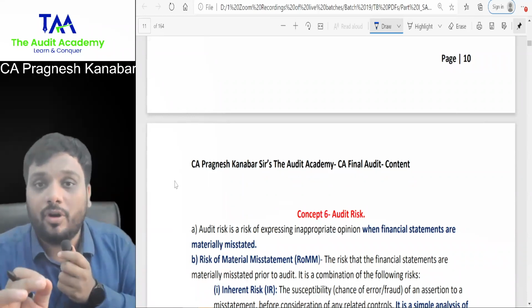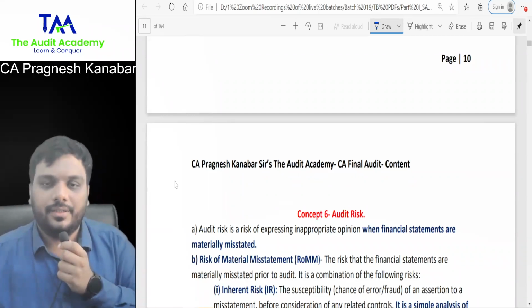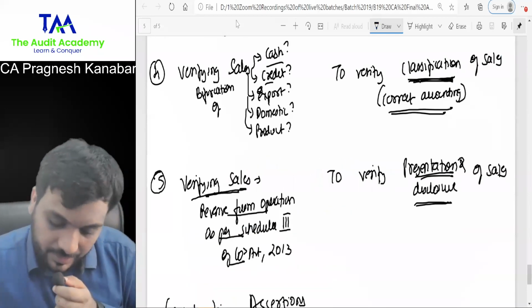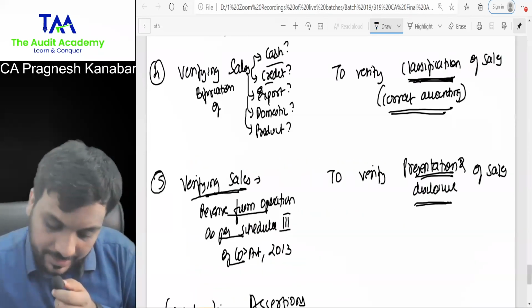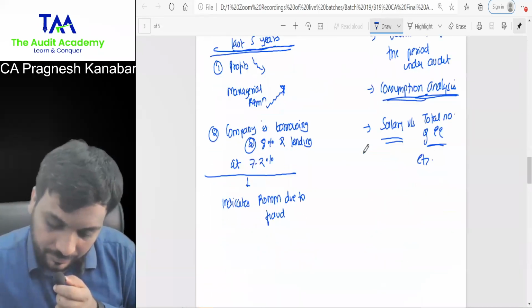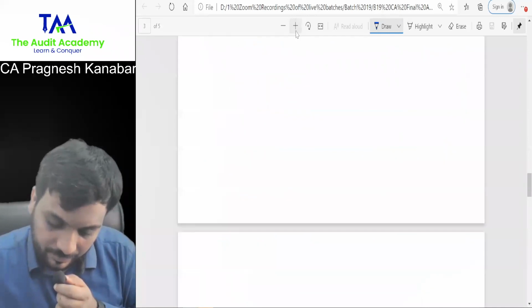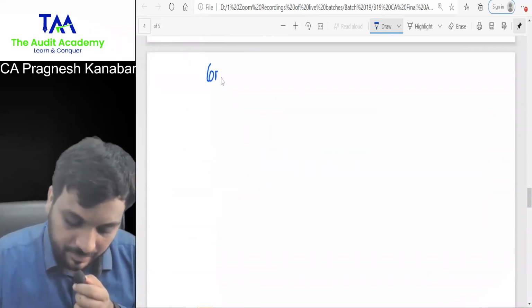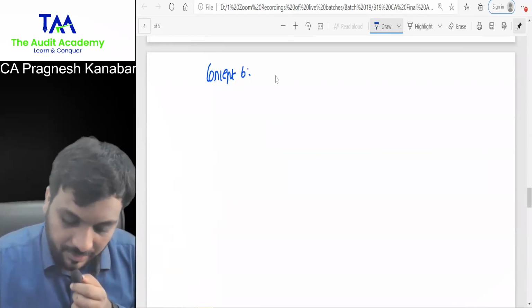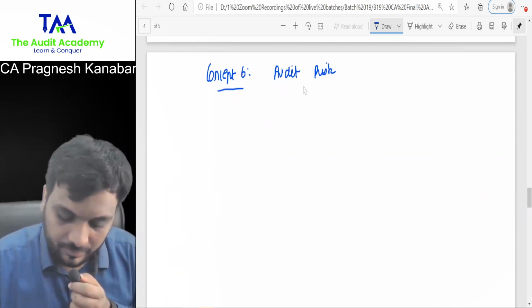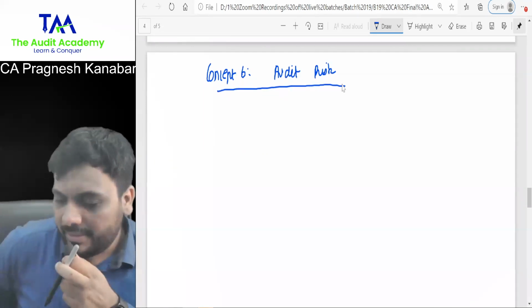Okay. Now, because we have discussed the concept of audit procedures, this is the perfect time to discuss the concept of audit risk also. All right. So everyone now, please come to this concept of audit risk. Please write down in your notes. Concept number 6, audit risk.